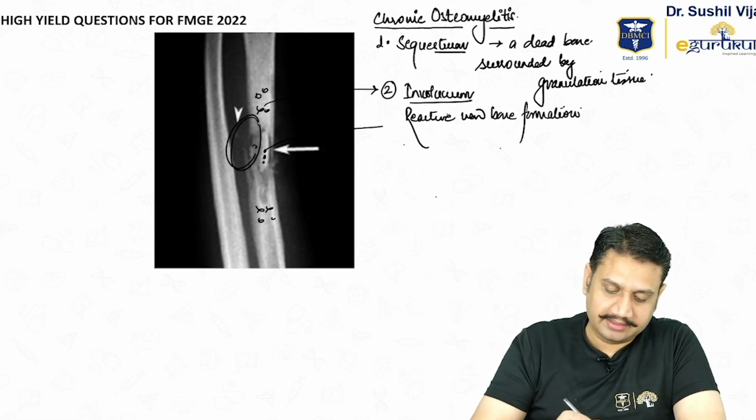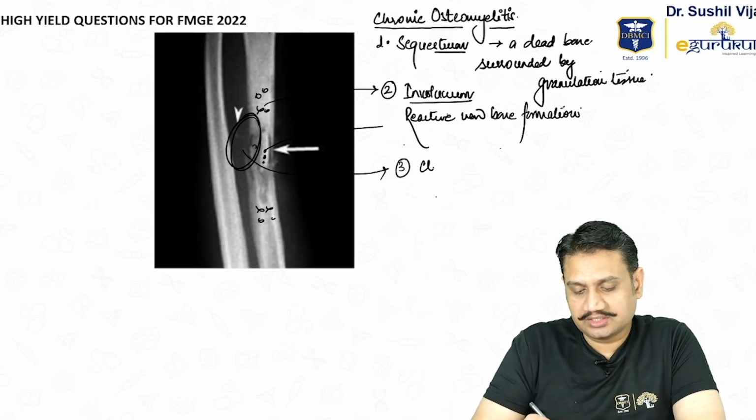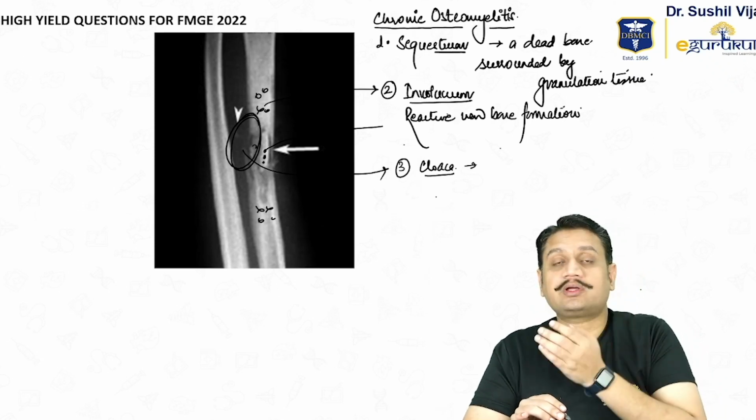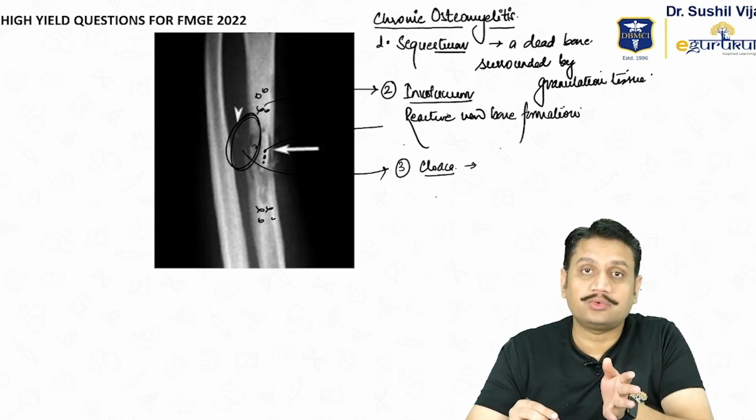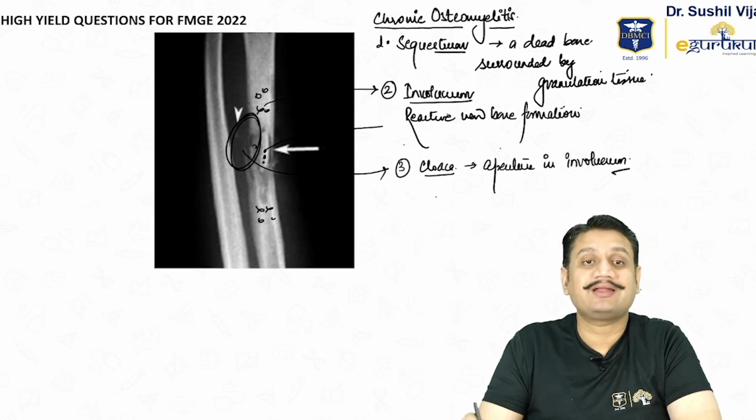And this break here that you observe is known as the cloaca. What is a cloaca? Cloaca is an aperture or an opening into the involucrum from where the granulation tissue goes out, right? So this is an aperture in involucrum.